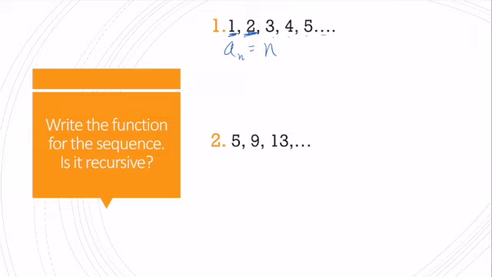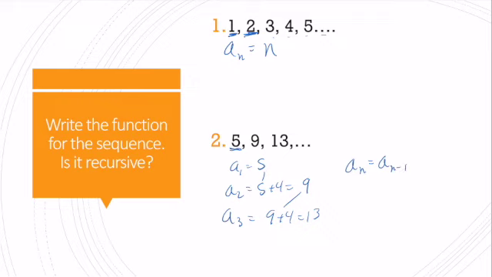Here I have my a sub 1 is 5, and then a sub 2 is 5 plus 4, which is 9, and a sub 3 is 9 plus 4, which is 13, so it is recursive, right? It relies on the one before it. So I can write this as a sub n equals a sub n minus 1 plus 4, right? Because here was a sub 2 and a sub 3 plus 4. So this one is recursive.